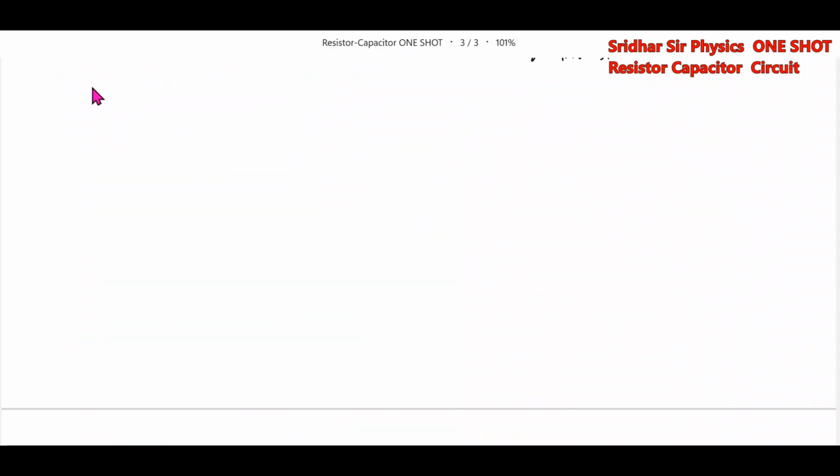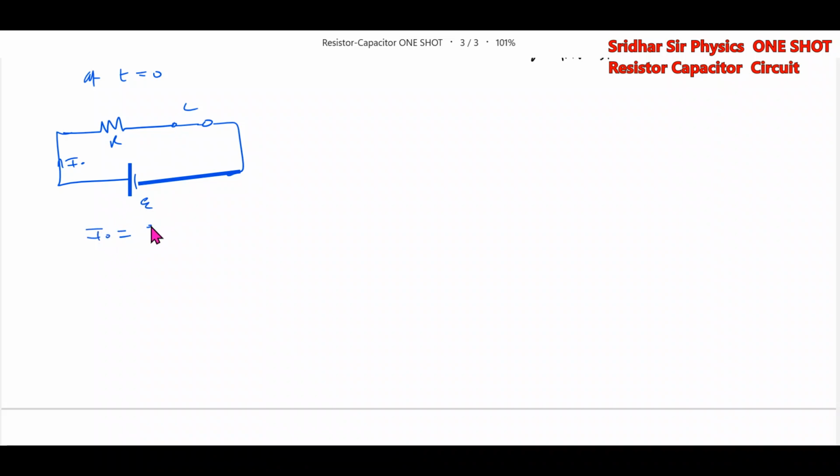Now at t equals 0, how does the capacitor behave? The capacitor will behave like a short circuit. Now, there's one small important idea. Then the initial current I naught will flow. What is I naught equal to? I naught equals E by R according to the equation we had. Then at t equal to infinity, or you better call this steady state, all capacitors are put as open circuit.